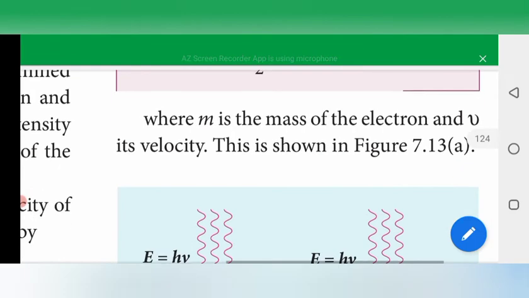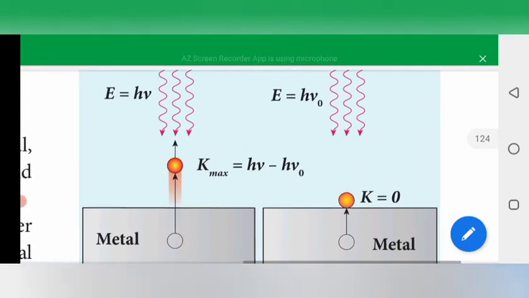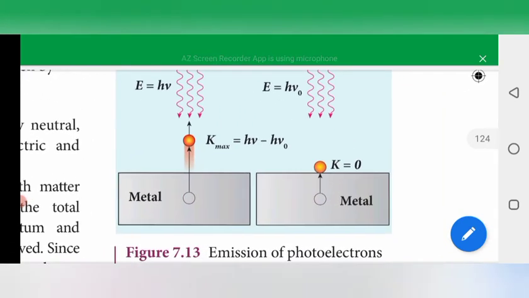Here m is the mass of the electron, and v is the velocity of the electron. This is the diagram representation of the emission of photoelectrons. Picture A shows the kinetic energy of the electrons, and picture B shows the work function. Here E is equal to h nu, and here also E is equal to h nu naught because of the work function.